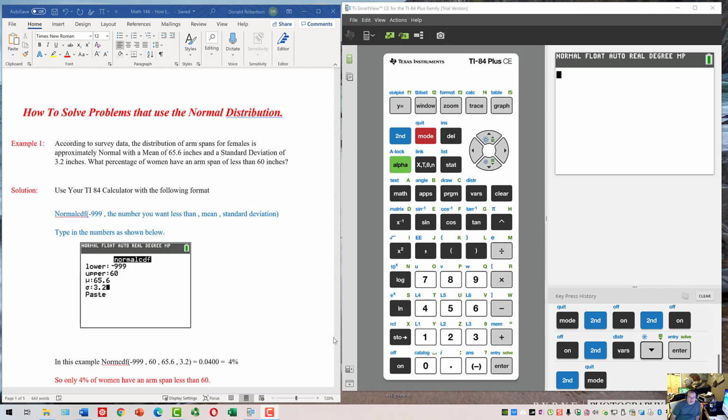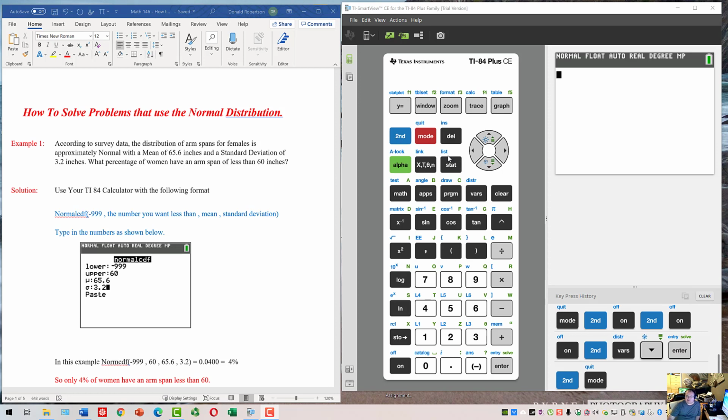Well, we can actually calculate that, because essentially what we're trying to do is find out what percentage of people have 60 inches or less in a normal distribution with 65.6 inches as a mean and a standard deviation of 3.2. So I'm going to go over here and type in how you would get that calculation. And here's a screen grab of what it's going to look like.